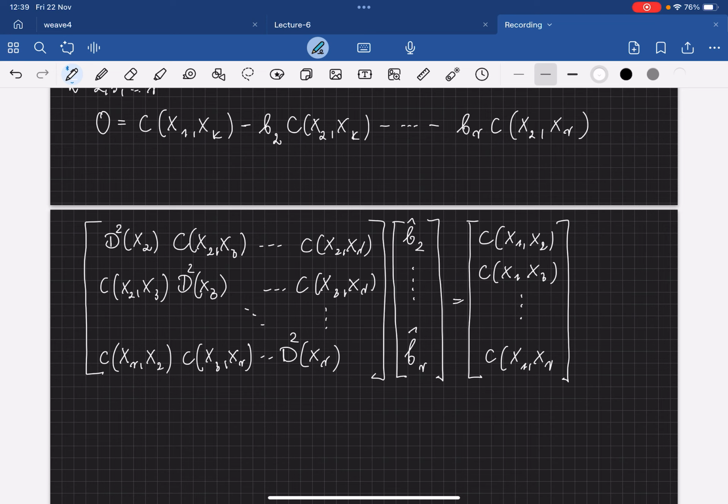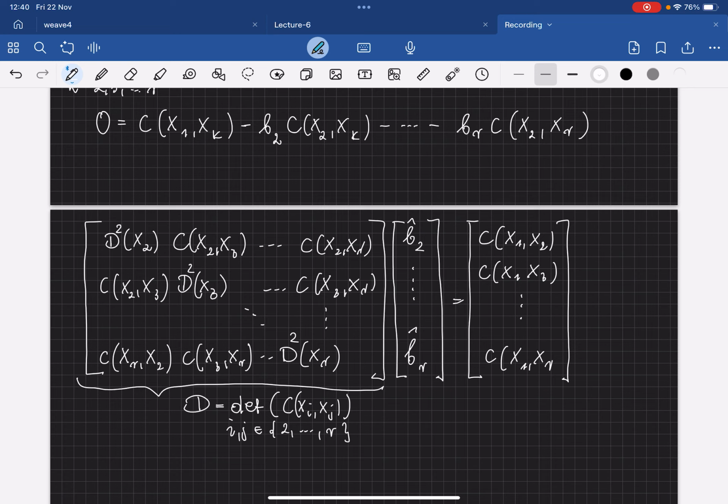Now we have a matrix linear inhomogeneous equation. We have solved it, for example, using the Cramer formula, Cramer method. For that, we need a determinant of the whole main matrix. So D will be the determinant of the covariance matrix with Aj starting from 2 up to R.